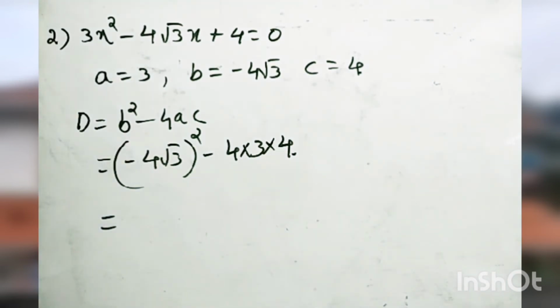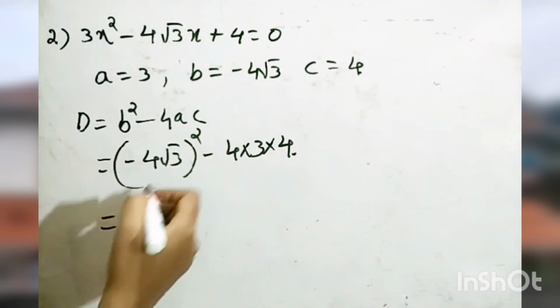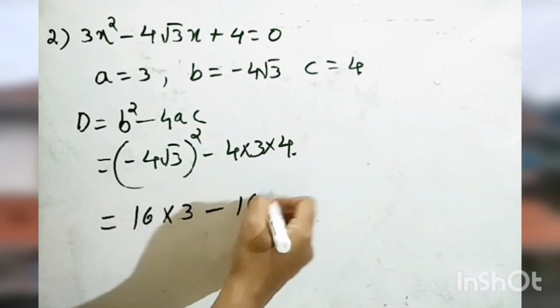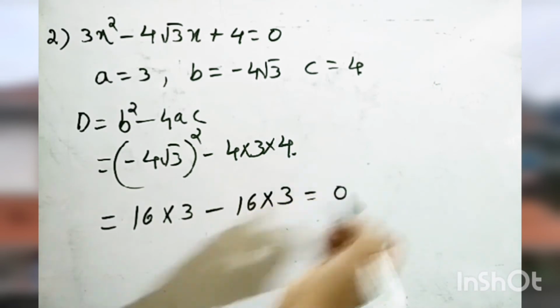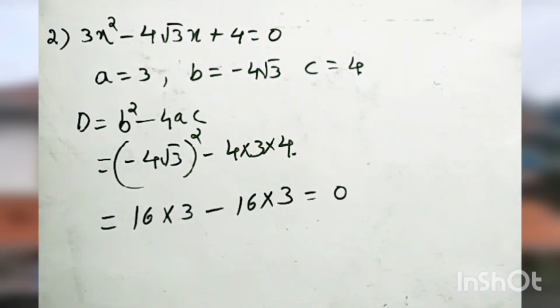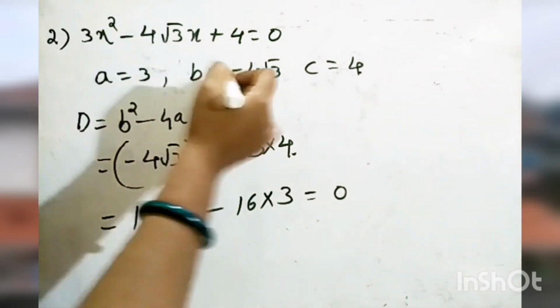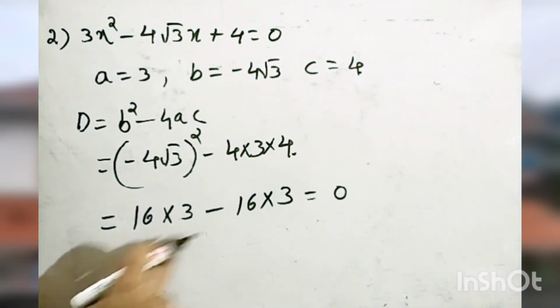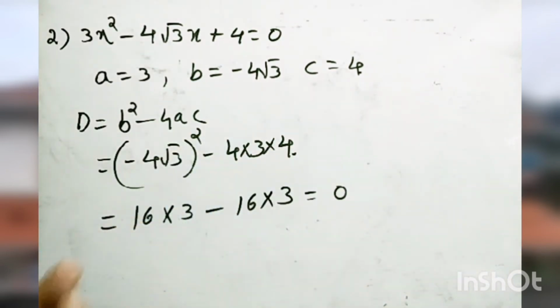This we did already. That is 4 square is 16 into 3, minus 16 into 3, we will get 0. So if b square minus 4ac is equal to 0, what is our conclusion? The quadratic equation has two equal real roots. Already we did this one. In that case there is one difference. Instead of this minus 4 root 3, in that question we had plus 4 root 3. So 16 into 3 minus 16 into 3 becomes 0.